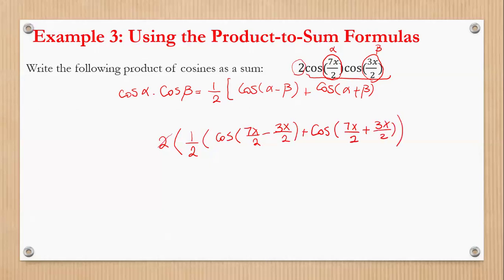We can cancel the 2 and 1/2, so there's no more number in front of the parentheses, so that means we can easily drop the parentheses. I only need to add or subtract the angles inside these parentheses. What is 7x minus 3x, which is 4x, and 4x divided by 2 is 2x. 7x plus 3x, which is 10x, and 10x divided by 2 is 5x. And that's the final answer. And cosine of 2x, cosine of 5x are not like terms, so we cannot add them.